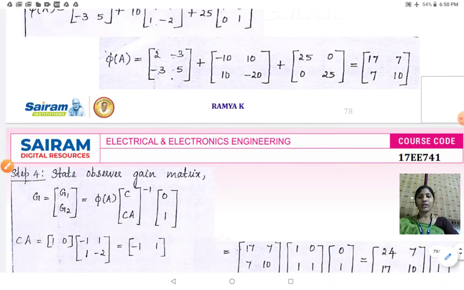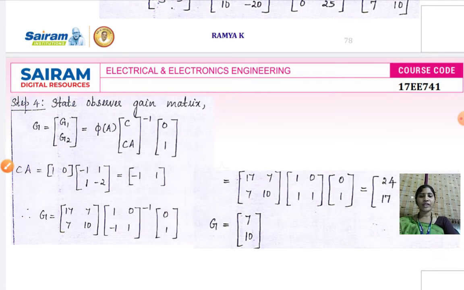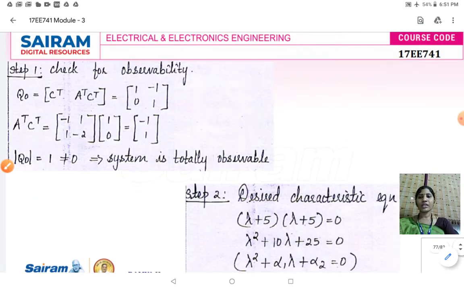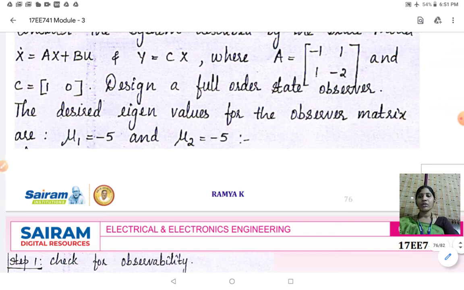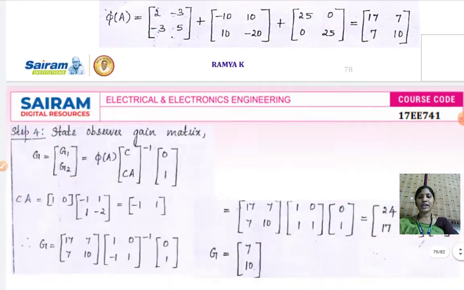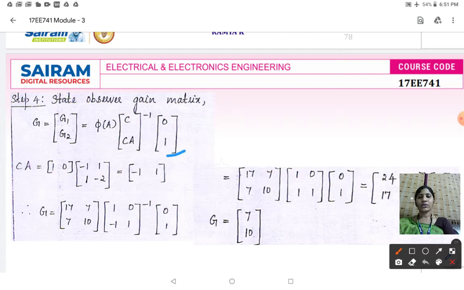Okay. Now to identify the state observer gain, G is equal to G1, G2. Since you have only 2 state variables, you have to use only G1 and G2, which is equal to phi of A into the inverse of C, CA. We know what the C matrix is. C matrix is going to be 1 0. A matrix is going to be minus 1 1 1 minus 2. All these things we can directly substitute over here, into 0 1.